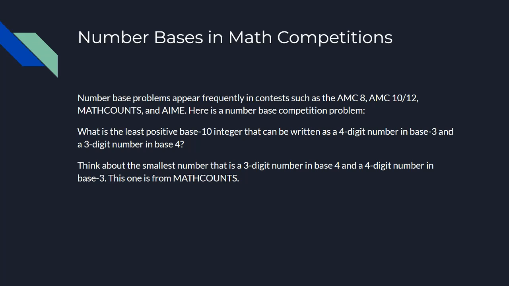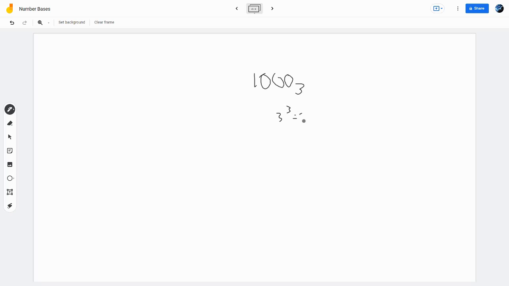So this one's for MathCounts. I'll give you 5 seconds. Okay. So this one's really not that difficult. You just have to consider minimums. So we want, what is the smallest number that can be written as a 4-digit number in base 3? Well, that's going to be 1000 in base 3, right? And of course, this is just going to equal 3 to the third, which equals 27.